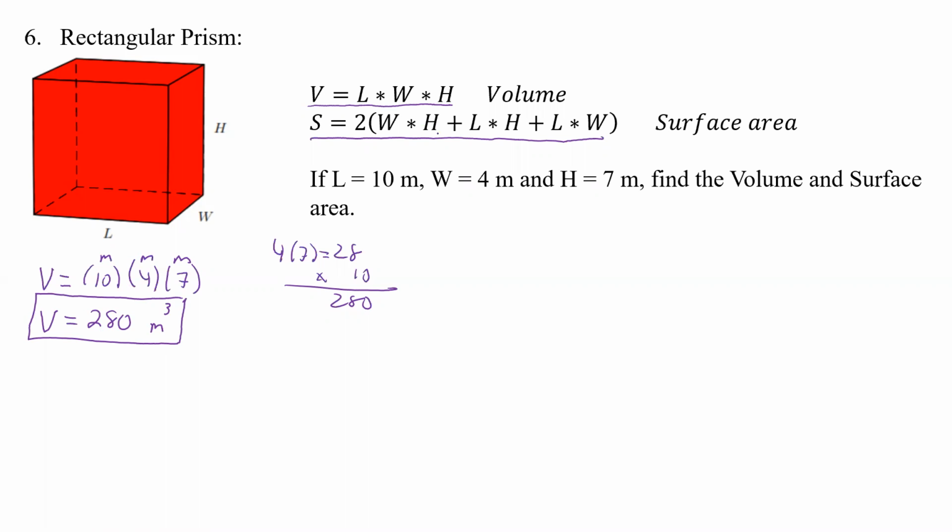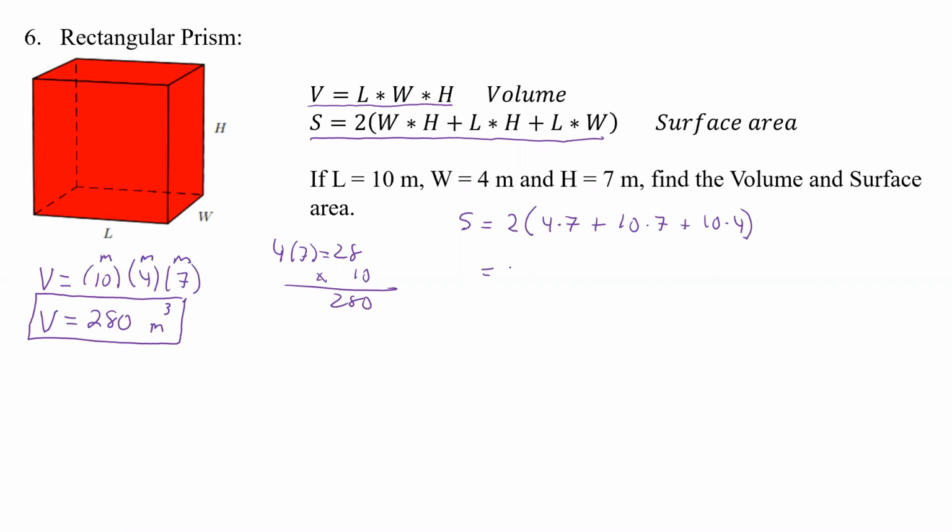Now for this one, we have to do a multiplication 3 times, then add all that together, and then multiply that whole thing by 2. So our surface area is going to be equal to 2 times the width, which is 4, times height, which is 7, plus length times height, so that's 10 times 7, plus length times width, so 10 times 4. And now we have to take each of those and multiply them.